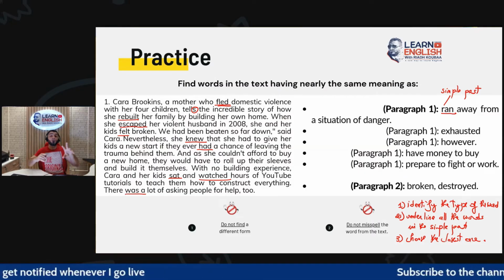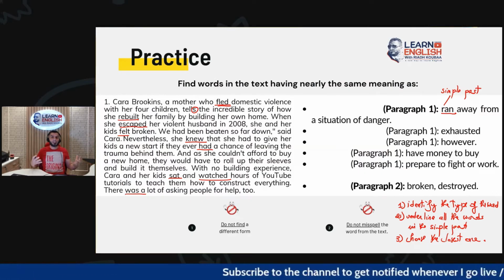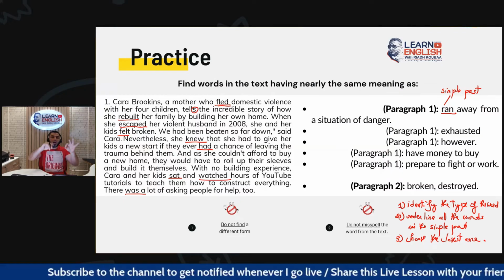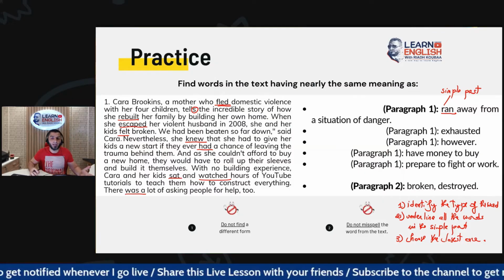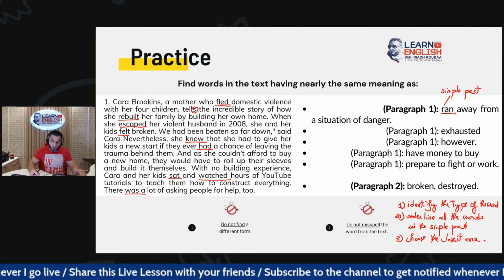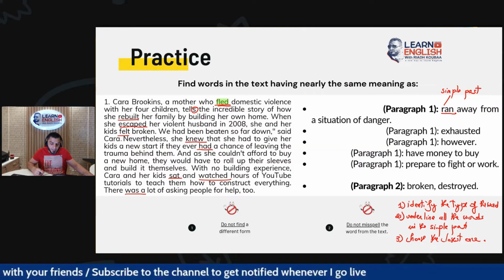So you see, now I have limited my choices and my options. So I have to choose the one nearly the same as running away from a dangerous situation, which must be in the past. So here the closest one is fled.